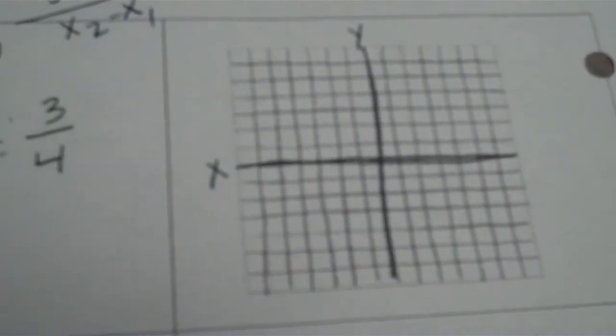How to do it with the graph is you got to draw an x and y axis. Make sure you label x and y. Okay, x, y, and then plot those points. So (1, 1) is right there, and (5, 4). So we go over 1, 2, 3, 4, 5. 1, 2, 3, 4. Okay, so all I did was I plotted those 2 points.